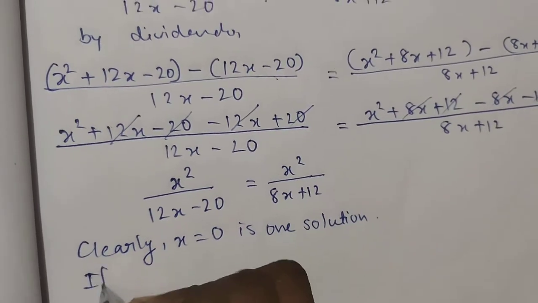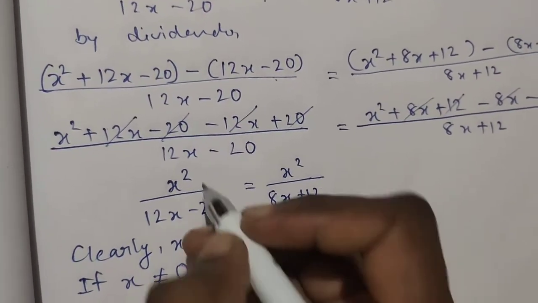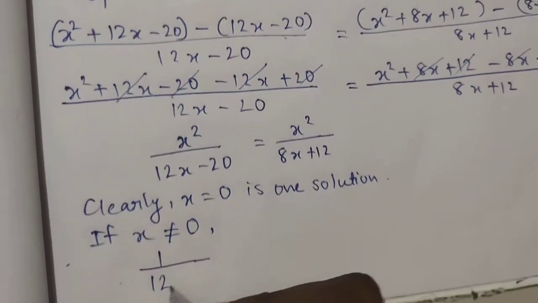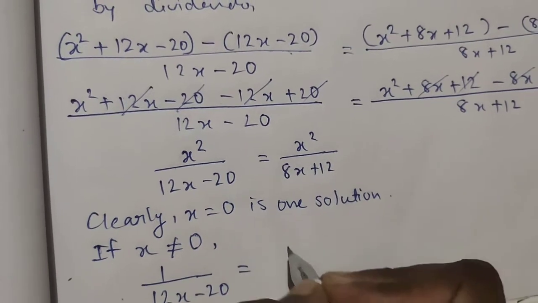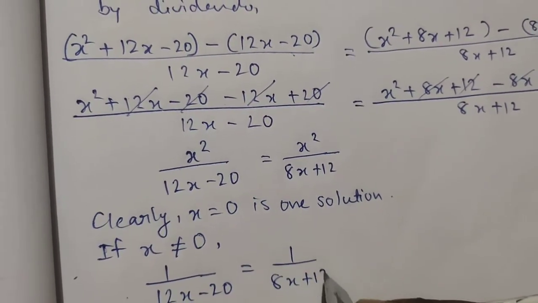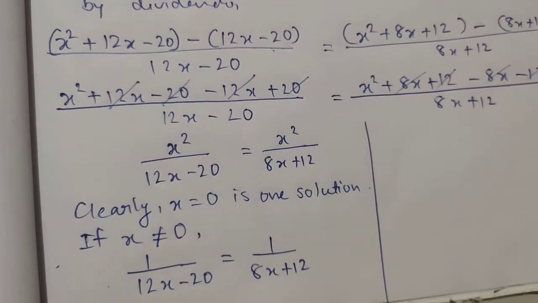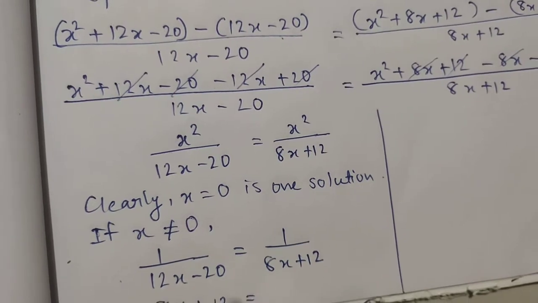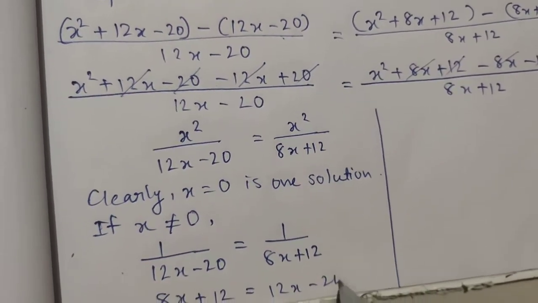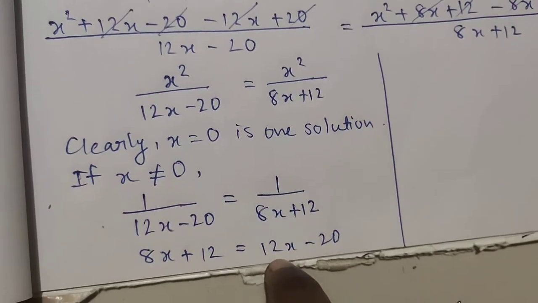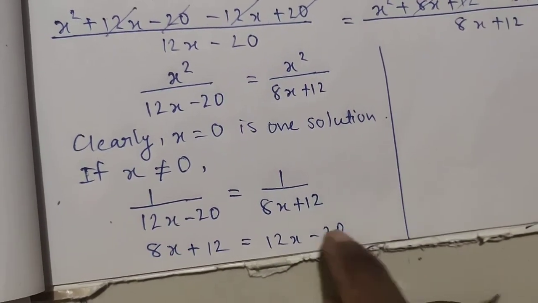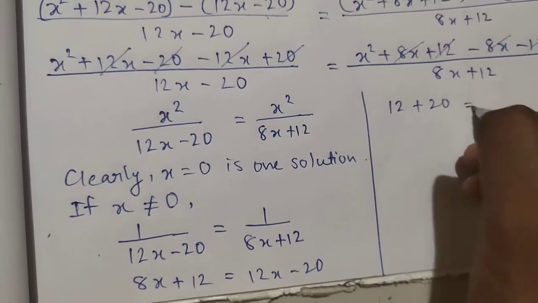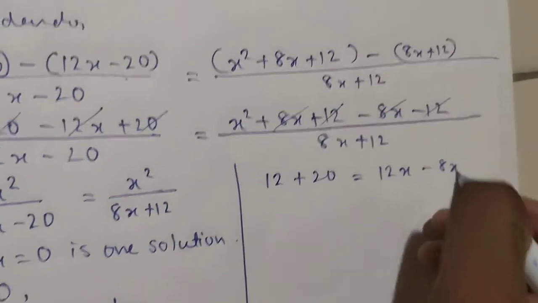Now if x is not 0, then your x square gets cancelled, and you are going to get here 1 upon 12x minus 20 is equal to 1 upon 8x plus 12. Okay, now let us simplify this. Do cross multiplication. So this becomes 8x plus 12 is equal to 12x minus 20. Now let us simplify this. Your 12x is bigger, so transfer this 8x to this side and minus 20 to this side. So this becomes 12 plus 20, and here 12x minus 8x.